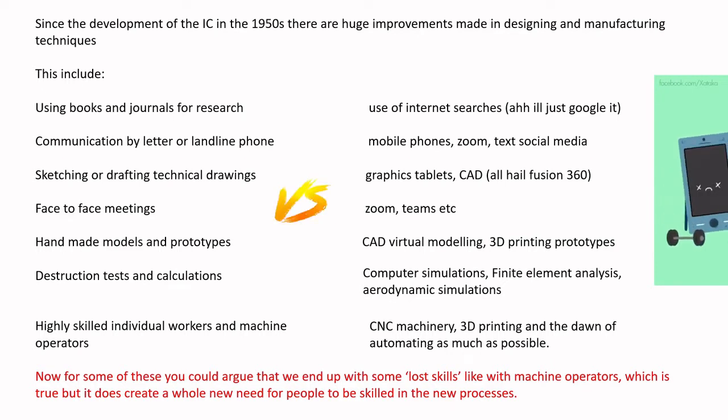Handmade models and prototypes. In terms of prototyping products to talk to clients, you can make them out of foam or clay, that sort of thing. We're now, again with CAD, doing virtual modeling. You can do rapid prototyping, 3D printing parts really easily, running destruction tests and calculations. You can run physical simulations within CAD packages, finite element analysis, so you can test strains and things like that compared to building a bridge.